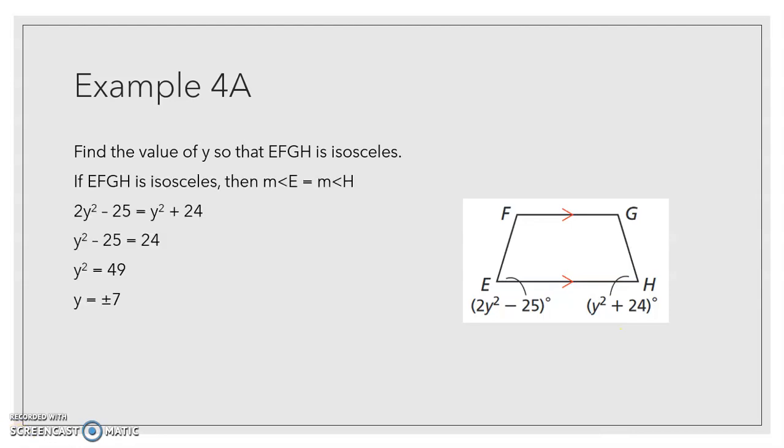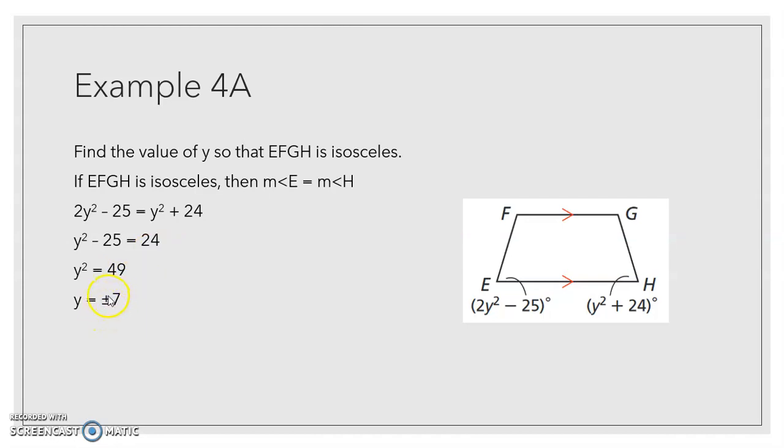Okay, so what I decided to help me solve this is that if EFGH is isosceles, then angle E and angle H have to be congruent because they're the base angles of my isosceles trapezoid. So what I did is I set up an equation: 2y squared minus 25 equals y squared plus 24. Now to solve this equation, I subtracted y squared on both sides. Then I added 25 to both sides. And then I took the square root of 49.